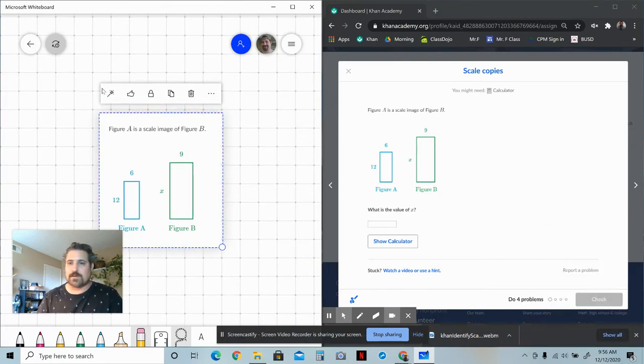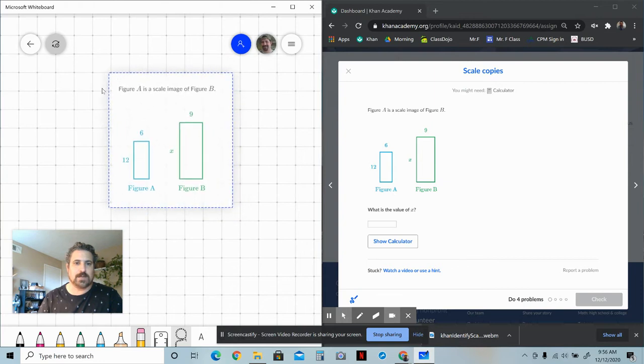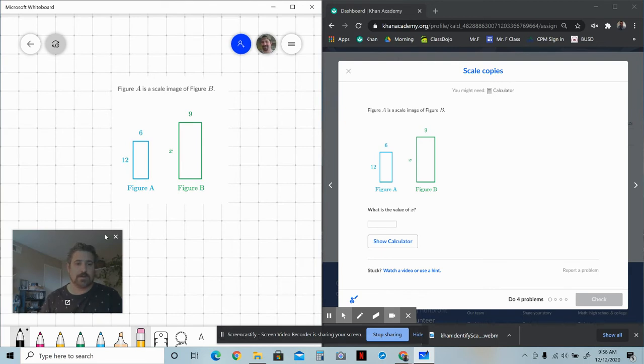Alright, so first things first, it says figure A is a scale image of figure B. So they're telling you that they're scale images, which means that they're similar figures. Whenever two figures are scaled versions of each other, they're similar figures, which means that there is some relationship y equals kx that models the relationship between the two figures, where k is your scale factor, x is your input value, and y is your output value. Okay? So figure A is a scale image of figure B. We know that. It says, what is the value of x?